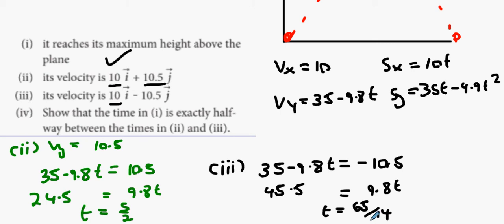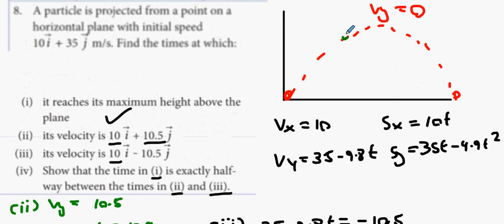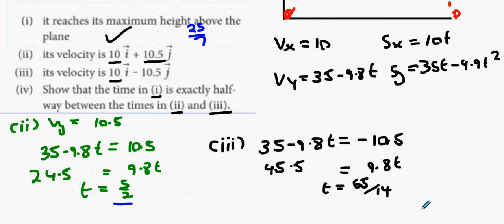Alright. Show that the time T1 in answer 1 is halfway between the two of these. From a pictorial point of view, guys, you're on your way up with velocity 10.5 on the way up. You're on your way down with 10.5. It's symmetrical, so the middle of these two times would be directly underneath your peak. We know what's the answer for part 1 again? 25 over 7. What we're gambling is that the average of 5 over 2 and 65 over 14 will in fact also be 25 over 7. Let's find out.